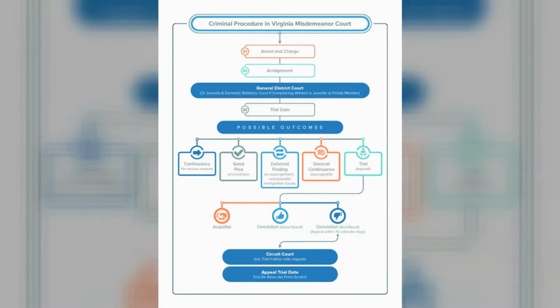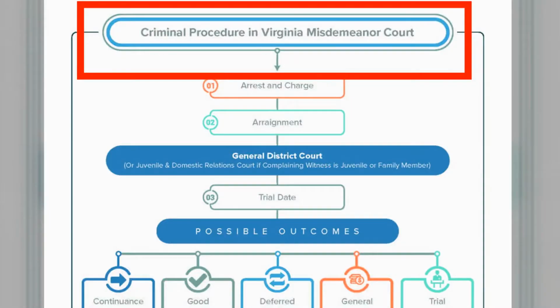To help explain the legal process here in Virginia, I'm going to be using a graphic which I'm going to first pop up on the screen right now. As you can see, this is really a flow chart that we're going to be referencing back and forth as we talk about domestic assault charges, and I'll be using this to hopefully educate you a bit more. You'll see the graphic is entitled Criminal Procedure in Virginia Misdemeanor Court.